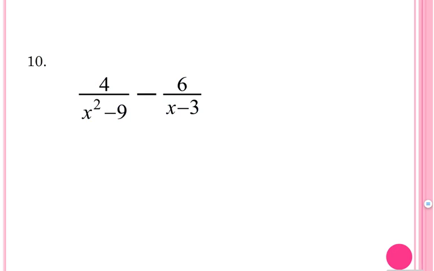Okay, number 10. Again, go ahead and pause and try this problem and then come back and see if you did it right.